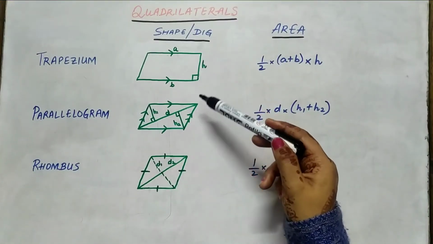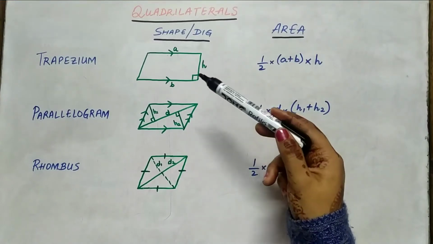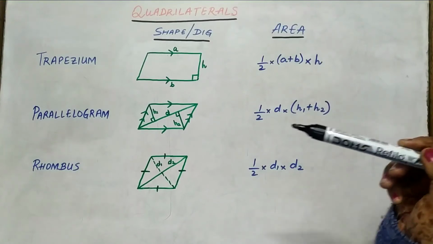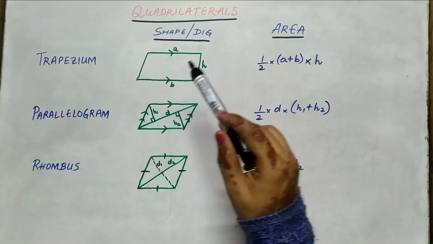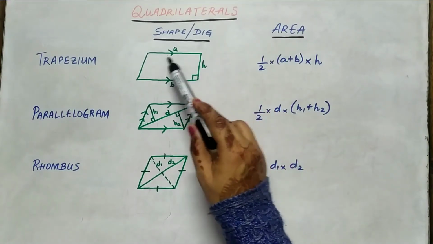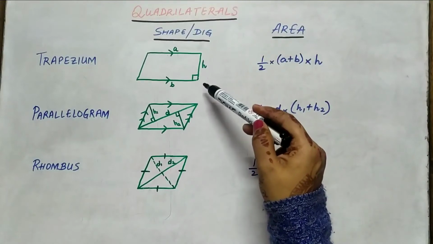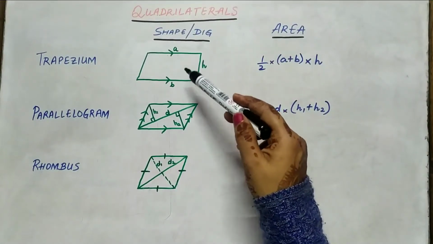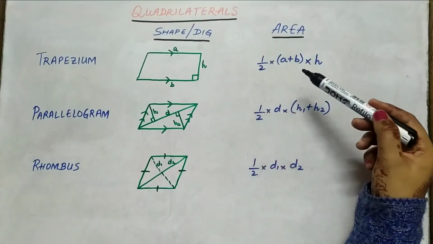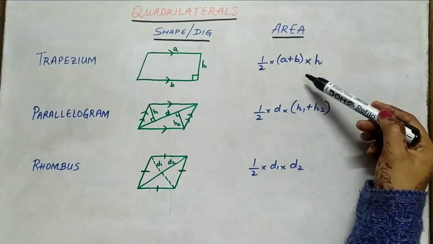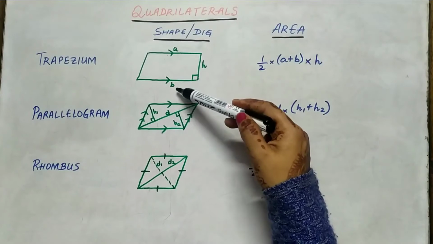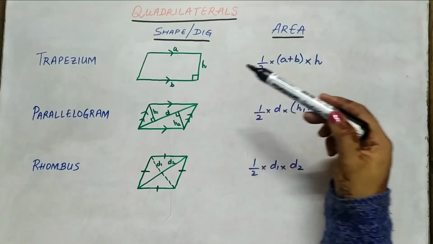The shapes of these three are given here. Let us study how these areas are found. Trapezium is a figure having two sides parallel, means the parallel sides A and B have equal distance from each other, that is h. So the formula for the area of a trapezium will be 1 by 2 multiplied by the sum of parallel sides. Their lengths will be given.